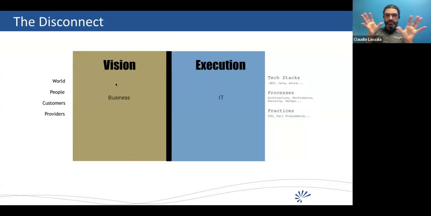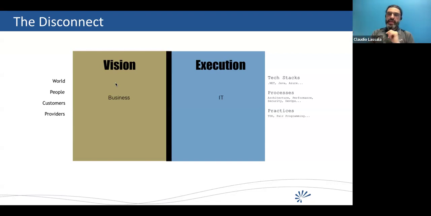I've learned that there's a disconnect between vision and execution. Vision is from the business perspective, the business facing the world, the people, customers, providers, and all that. So they have a vision as to what they would like to accomplish. And then there's the execution, in our case the IT team, where people are busy figuring out what tech stack we're going to use, what processes, the architecture, what the performance considerations are, what the practices are, whether we are going to do TDD, pair programming, BDD, this, that, or the other, right?